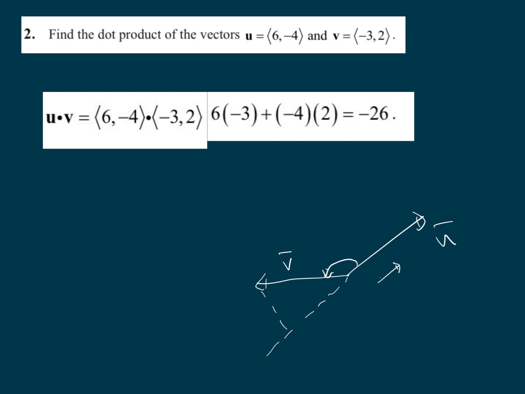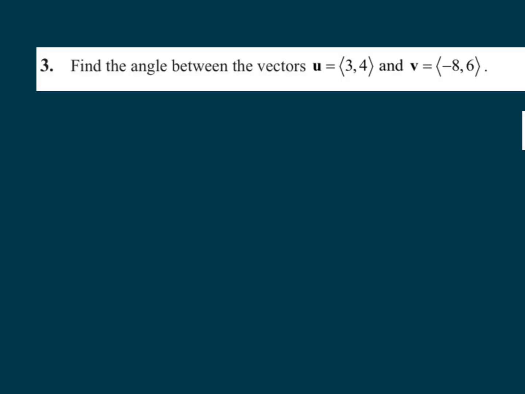Let's solve the next problem. On this problem we have two vectors, the vector u and the vector v. The vector u is the vector that goes from the origin to the point (3, 4), so it is 3i plus 4j. And the vector v is the vector that goes from the origin to the point (-8, 6), so it's the vector -8i plus 6j.